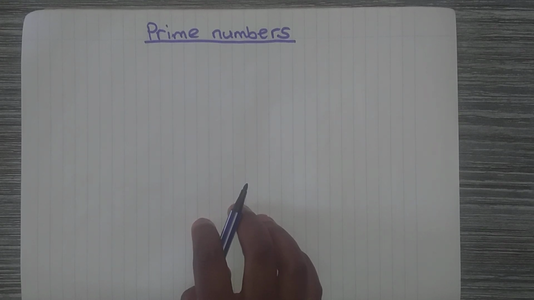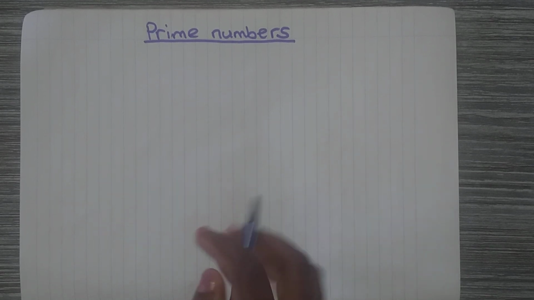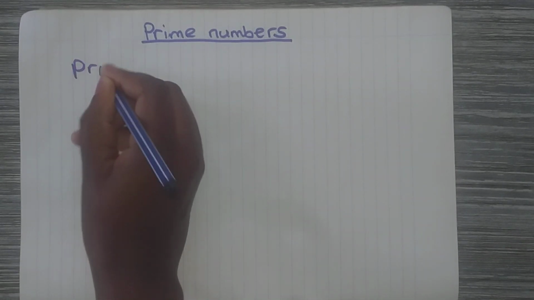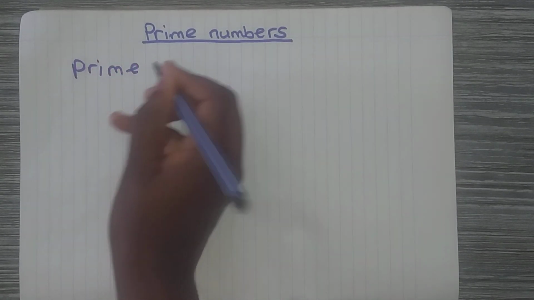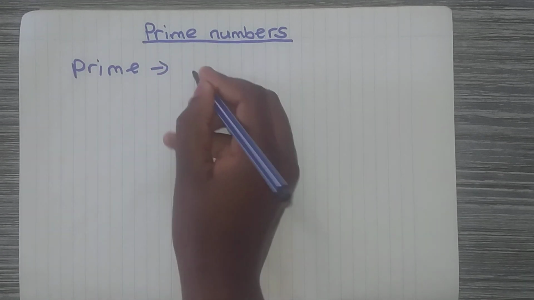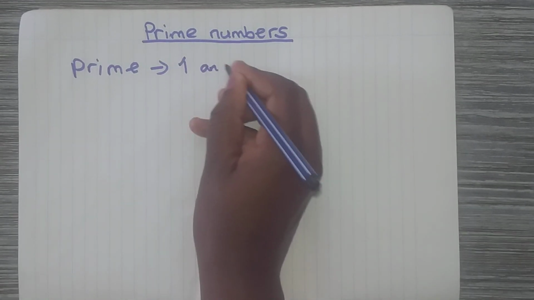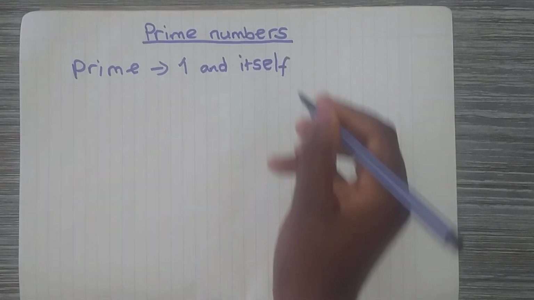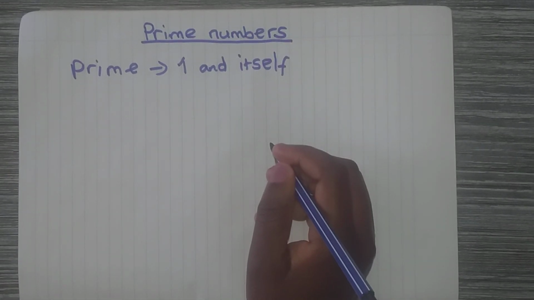A prime number is any number that can be divided by two numbers only, and the two numbers are 1 and the number itself. So for a number to be called prime, it should be divided by 1 and the number itself. If it cannot be divided by 1 and itself, it is not a prime number.